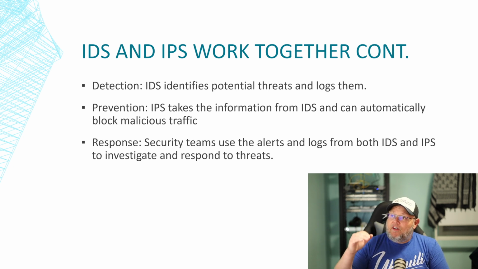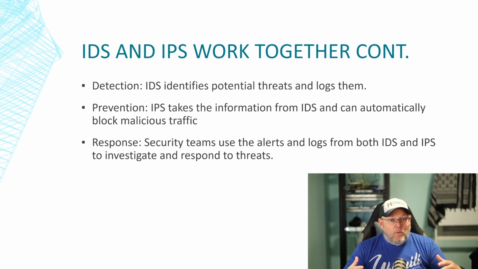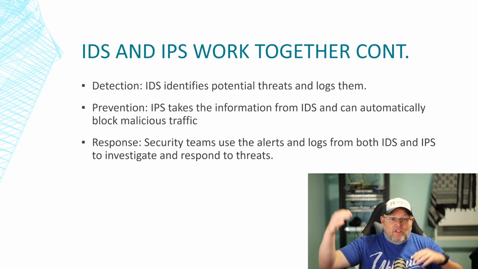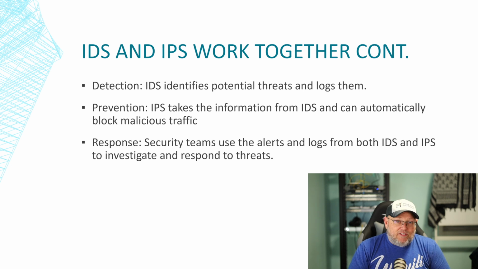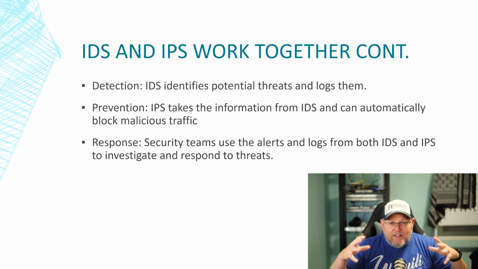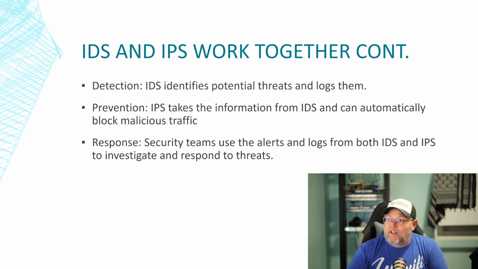So here's kind of how the workflow is going to go. Detection: IDS identifies potential threats and logs them, so we can review them later. And normally when we implement IDS and IPS, I like to let it run for a week, 2 weeks, to get a nice baseline so we see what's coming through. I've seen a lot of things like Dropbox that is normal business actually blocked by IDS, IPS. So we want to understand what our businesses are doing and take a look at that before we just outright start blocking things. Prevention: the intrusion prevention system takes the information from IDS and can automatically block malicious traffic.